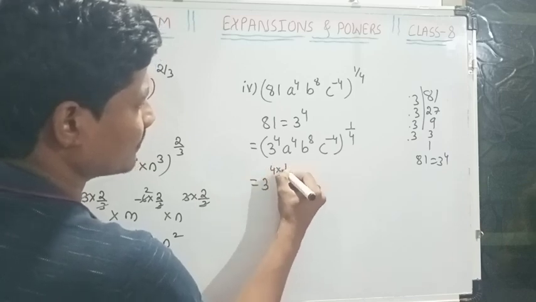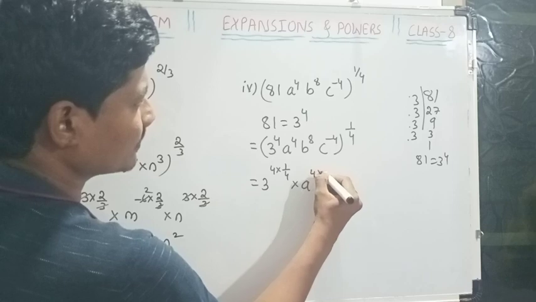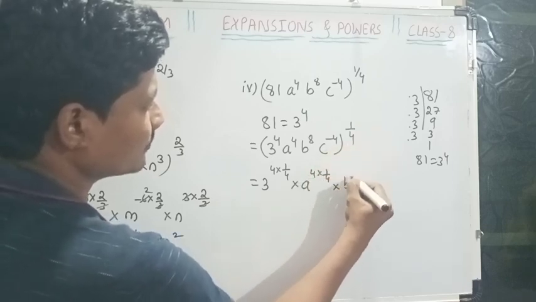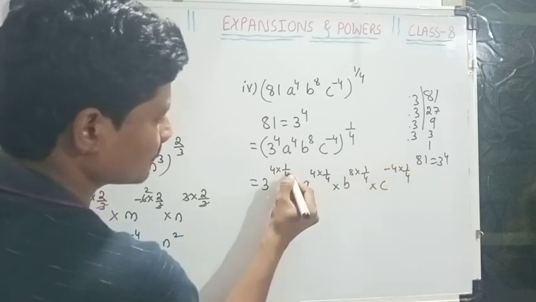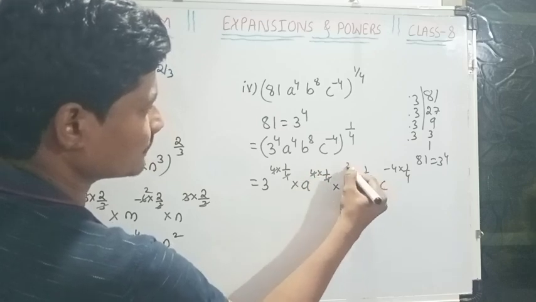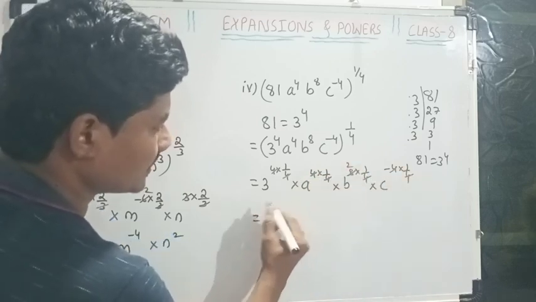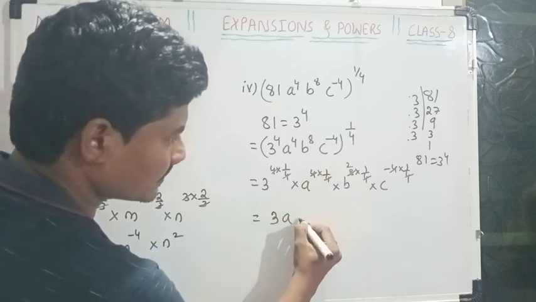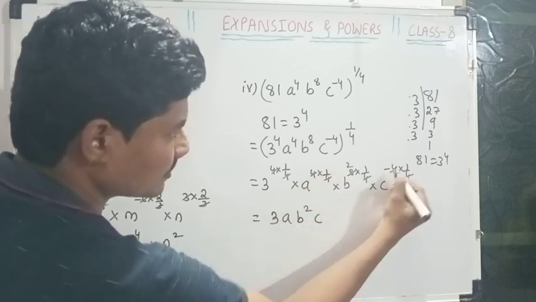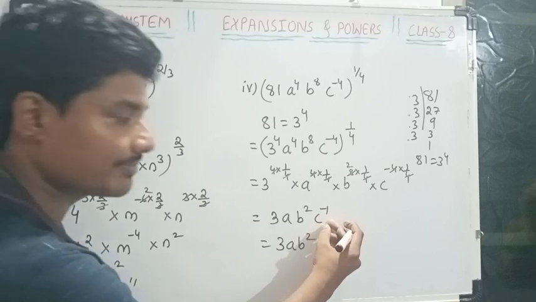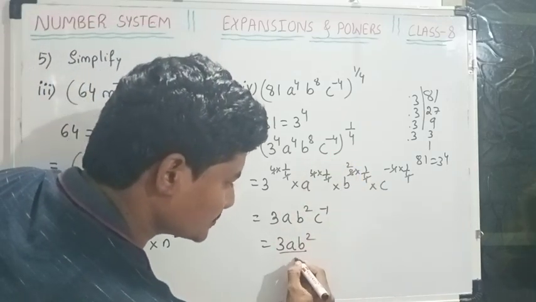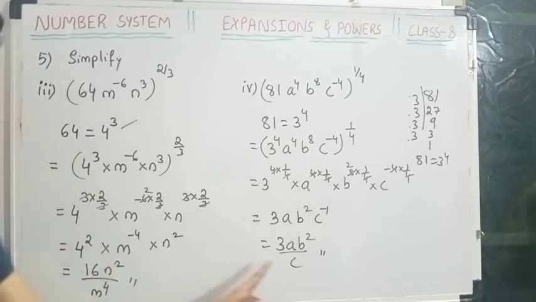3 to the power 4 into 1 by 4, a to the power 4 into 1 by 4, b to the power 8 into 1 by 4, c to the power minus 4 into 1 by 4. The 4s get cancelled. 3 to the power 1 into a into b square into c to the power minus 1. That is 3ab square divided by c. When it comes to the denominator, it changes the sign of c. 3ab square by c, this is the answer. Here we go with the next question.